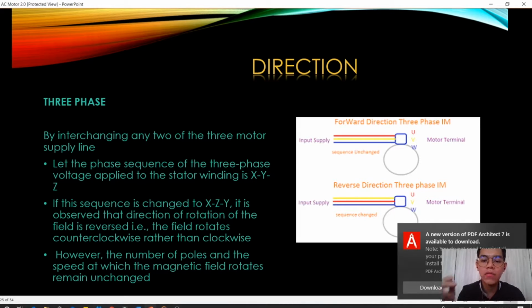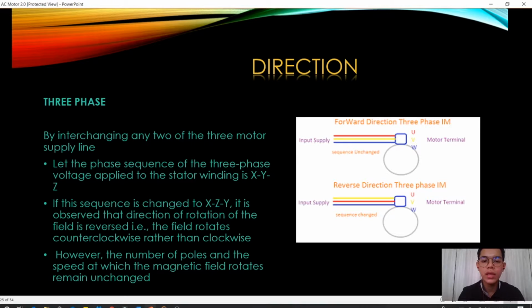We change the placing of the red winding and the yellow winding, as you can see, to the reverse direction of the three-phase. If this sequence is changed, the direction of rotation changes. The field rotates counterclockwise rather than clockwise. In the forward direction, meaning the red is on top of the yellow, the motor will rotate in a clockwise direction. And if we change the winding, meaning the red winding is at the bottom of the yellow winding, in the reverse direction, as in the bottom picture, the motor will rotate in a counterclockwise direction.